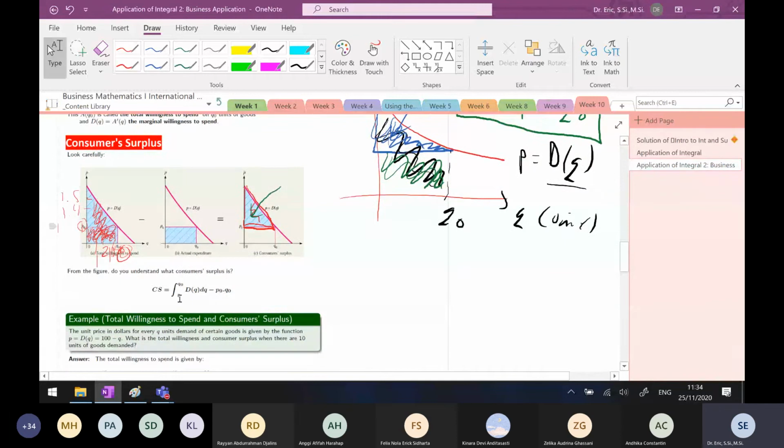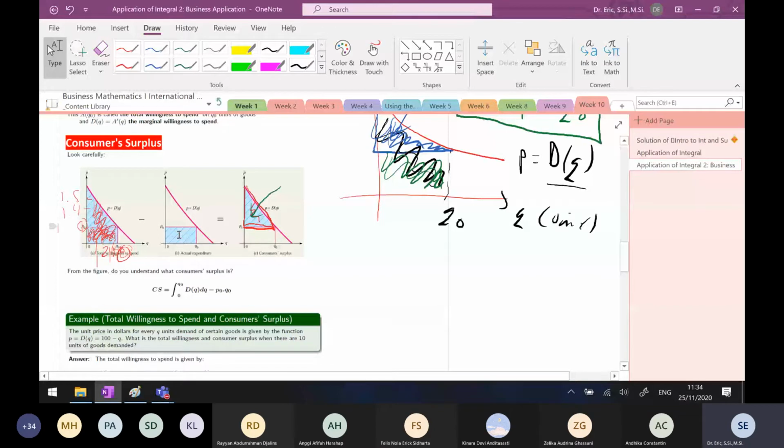So it is given by this integral of D(Q) dq from 0 to Q0, ya, area total ini dikurangi area ini. What is this? Nah, ini kan persegi panjang. This is just a rectangular shape with the length is Q0 and the width is P0. So the total area is P0 times Q0. No wonder. So the consumer surplus is this. Okay, yeah? So this is the example.